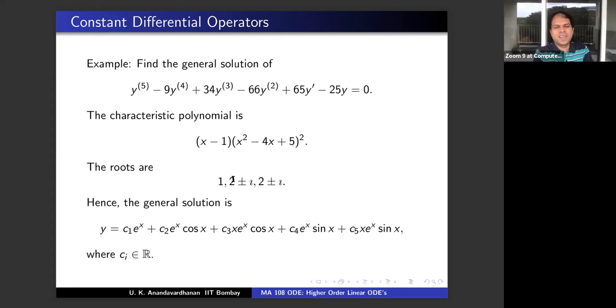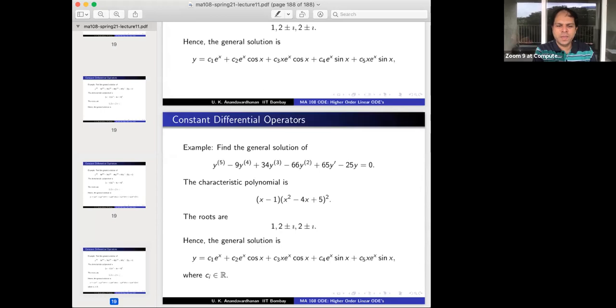Yes, absolutely. Again, a mistake here. So e power 2x. So how many typos are there to correct now? Two earlier, and here 1, 2, 3, 4. So 6 things. Let me correct it in front of you. We have time, and this is fun.